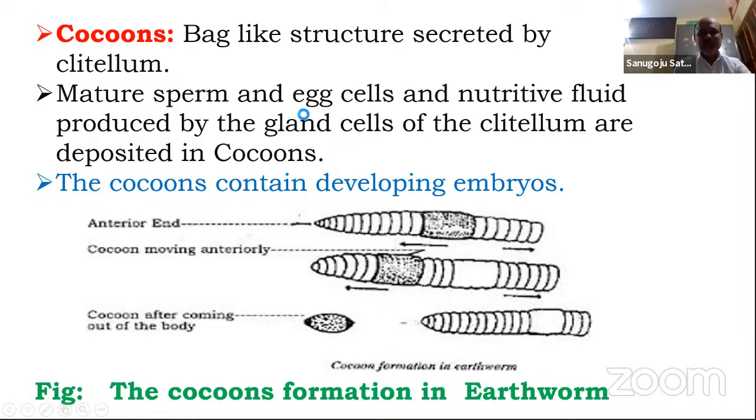The mature sperm cells and egg cells and nutritive fluid produced by the gland cells of the clitellum are deposited in the cocoons. Cocoons contain developing embryos. The cocoon formation is looking like this. This is the anterior end. This cocoon is here, moving towards the anterior end. And the cocoon after coming out of the body is looking like this. Here the arrow mark shows that it is moving anteriorly. That means the cocoons contain developing embryos. From each embryo, at least four offspring may be born.